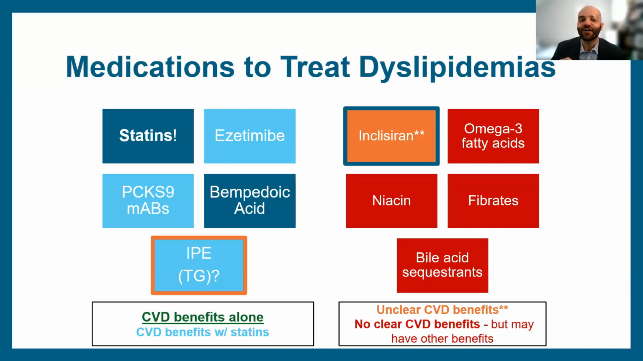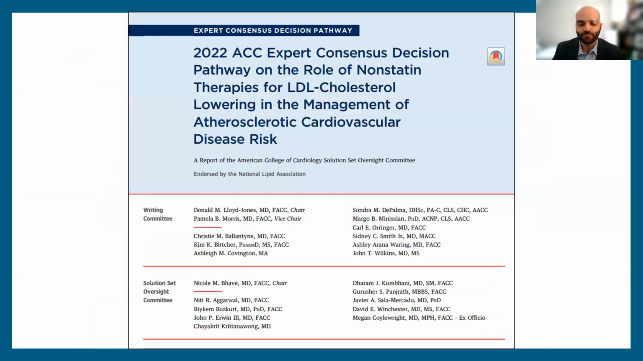Icosapent ethyl or IPE has data, but we don't really like it that much. So we don't include that too much, and that's more triglyceride focused. But then obviously our statins, we know our ezetimibe and our PCSK9s, most of the data is in people on statin therapy already, but they may not always be necessary depending on if the patient can't tolerate.